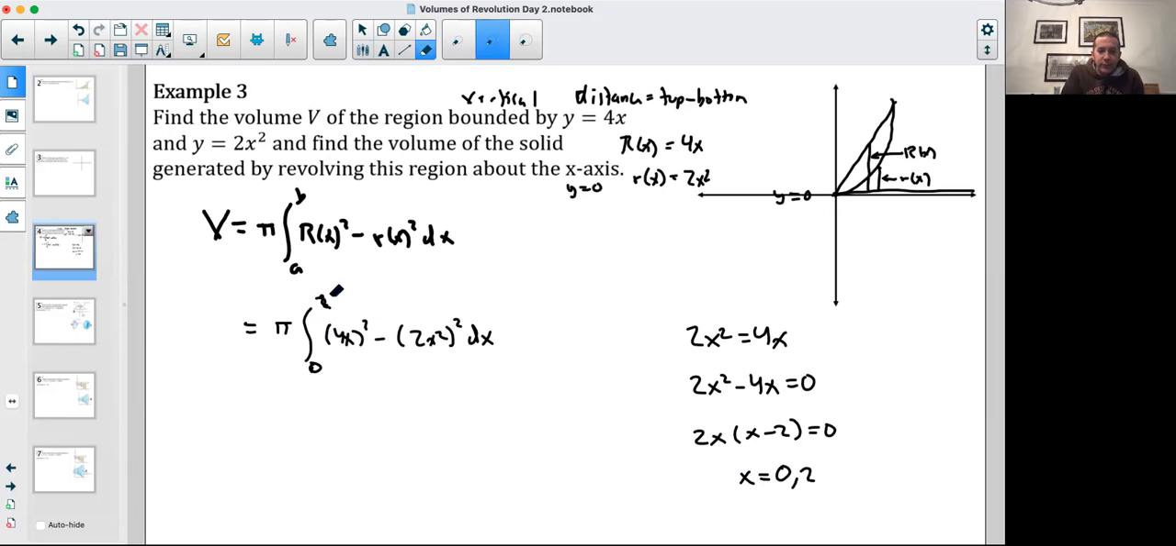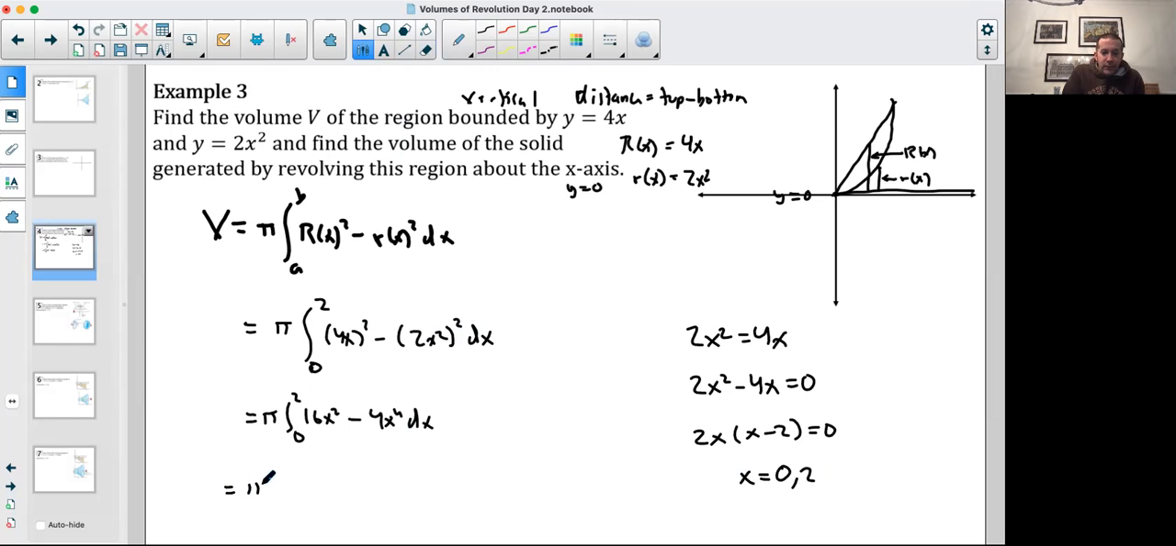That is the worst 2 I've ever drawn, probably. So let's try that again. 0 to 2. And now I'll square these things, and then I'll integrate. From 0 to 2, 4x quantity squared is 16x squared. 2x squared quantity squared is 4x to the 4th dx. Now I integrate: 16 thirds x cubed minus 4 fifths x to the 5th, from 2 to 0.